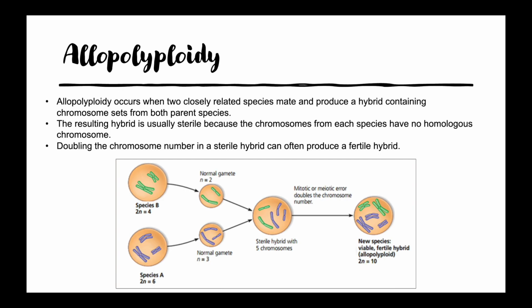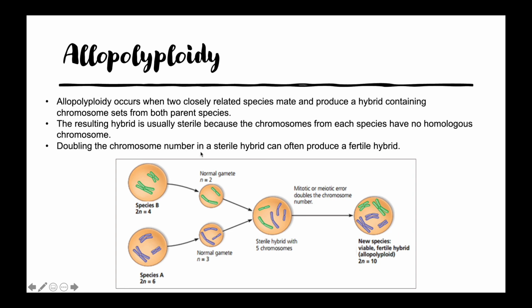Allopolyploidy occurs when 2 closely related species mate and produce a hybrid containing chromosome sets from both parent species. As you can see in the diagram, species A crossed with species B, producing a hybrid containing sets of chromosomes from both species, the green set and the purple set. The resulting hybrid is usually sterile. This is because the chromosomes from each species have no homologous chromosome.